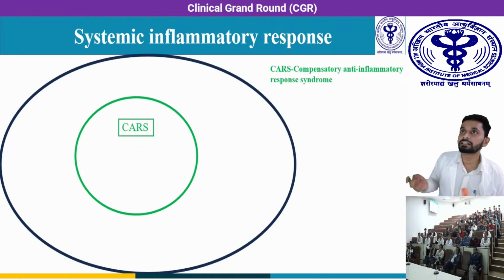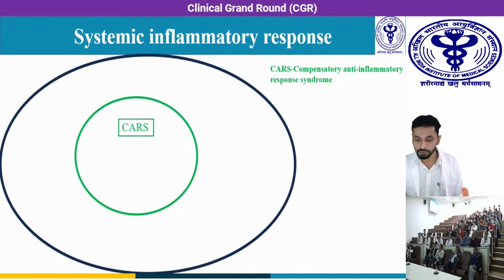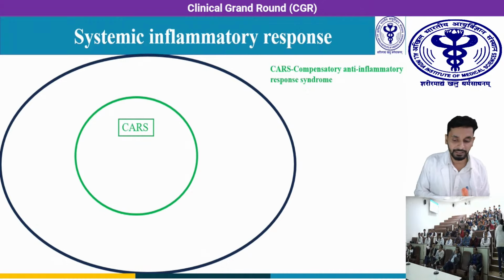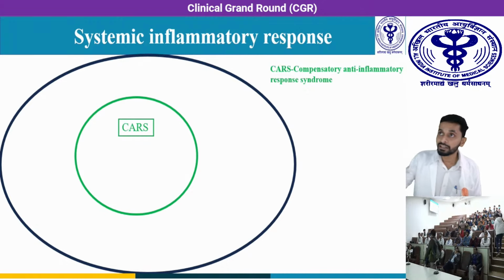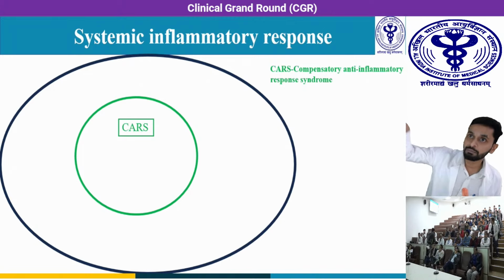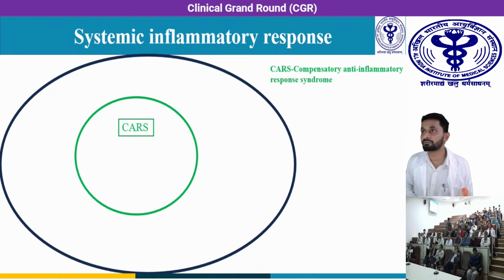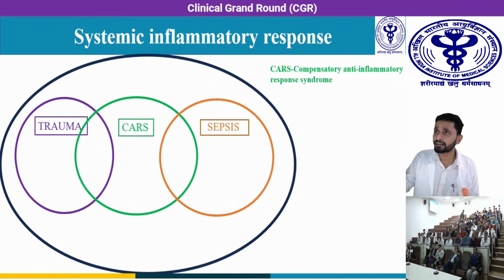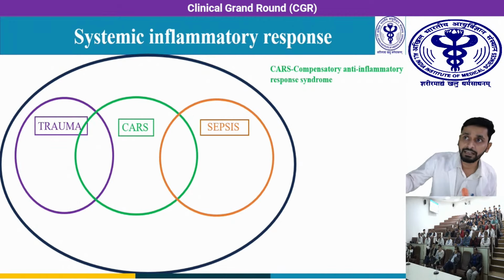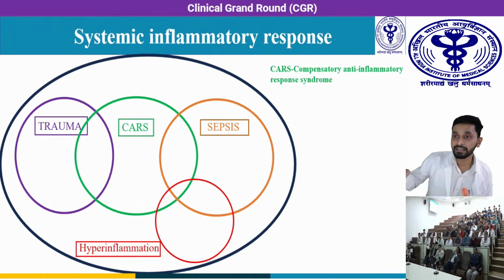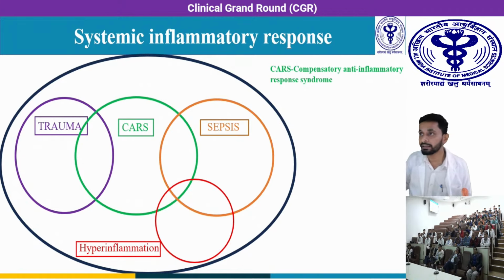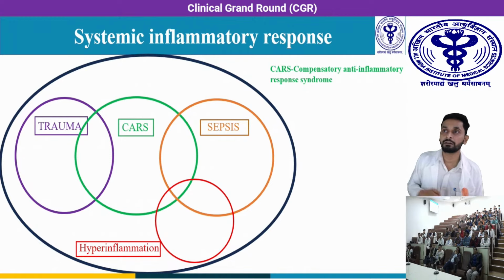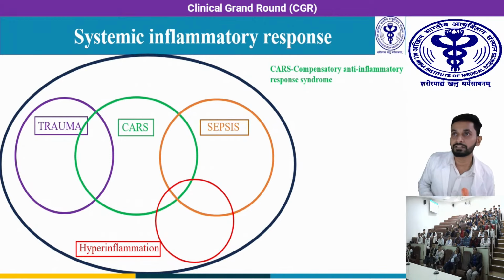Now we will try to understand this: whenever the body is exposed to any kind of stress, non-infectious or infectious, there will be an inflammatory response, that is the black circle, followed by an anti-inflammatory response. Usually our body tries to mount a compensating anti-inflammatory response in sepsis and trauma. But in hyperinflammation, our body fails to produce an adequate compensating anti-inflammatory response.